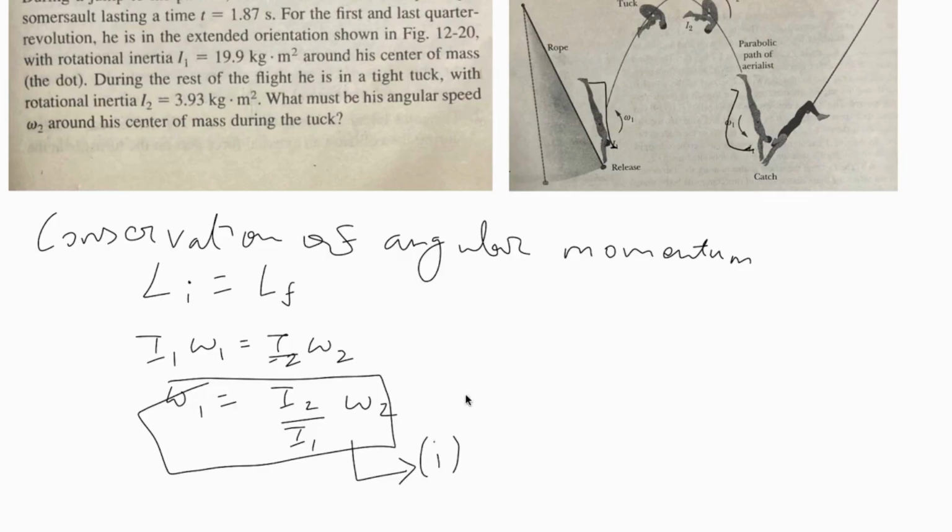This one has nothing to do with the solution by itself, because I don't know what omega 1 is. I have to calculate omega 2, but I don't know omega 1. So I'll need another equation to solve this in a better way. What else do I have given in the question? It is given that the net time of flight is 1.87 seconds.